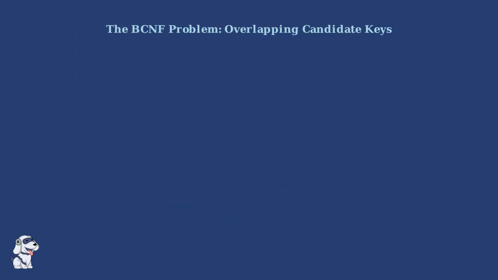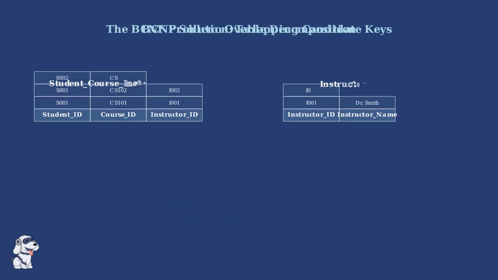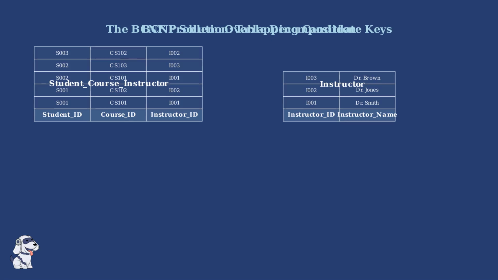To convert this table to BCNF, we need to decompose it into multiple tables. We separate the problematic dependency by creating a dedicated instructor table and modify the main table to remove the redundant instructor name information. Now both tables are in BCNF. In the student course instructor table, the candidate key is student ID plus course ID, and there are no other determinants. In the instructor table, instructor ID is both a determinant and the candidate key, satisfying the BCNF requirement.